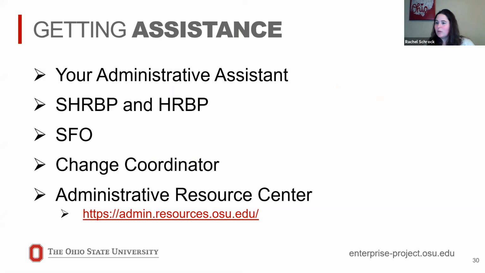Okay, so the next important thing, I'm sure lots of questions, is how can you get assistance? If you have questions, where can you go? For starters, you can reach out to your administrative assistant. They can call the help desk on your behalf, and your questions will be routed as a VIP. You can also reach out to your senior HR business partner, SFO, finance director, anyone in that college leadership to ask questions that would be appropriate. Each college VP unit has a change coordinator, so you can reach out to them as another great resource.